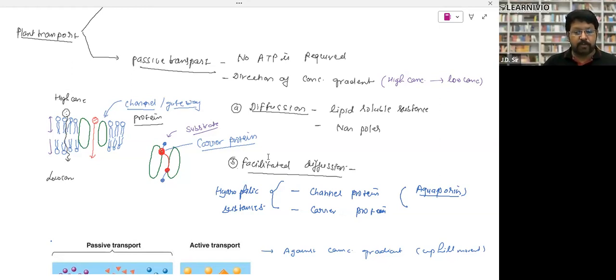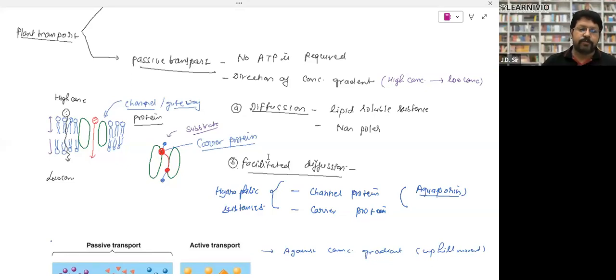Facilitated diffusion is performed by hydrophilic substances, meaning water loving or water soluble substances. The proteins required are called channel protein or carrier protein. There is a special kind of protein responsible for the transport of hydrophilic substances. They are known as aquaporin. What do we call them? Aquaporin. Is that clear? Yes, sir.